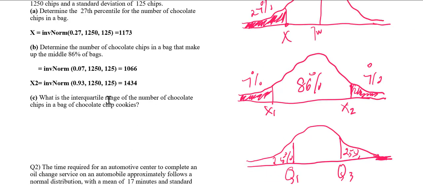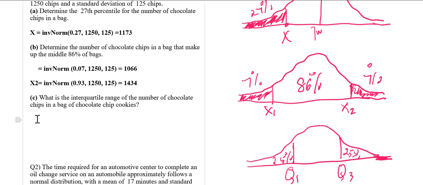Okay, the next question. What is the interquartile range of the number of chocolate chips in a bag of chocolate chip cookies? You know the interquartile range, IQR, is Q3 minus Q1. So I need to find Q3 and Q1. What is Q3? Q3 is the 75th percentile. So in order to find Q3, you do exactly the same work as you did in part A, but instead of 27%, you put 75%. And Q1 is the 25th percentile. So you do the same work as you did in part A, but instead of 27%, you will put 25%.